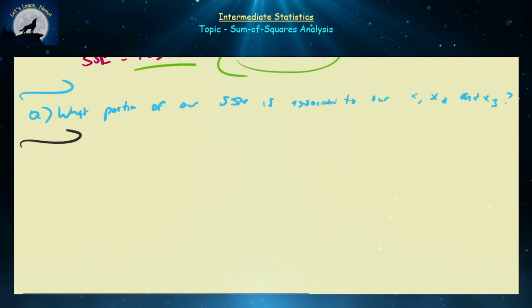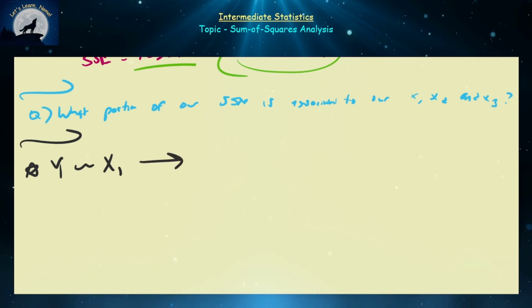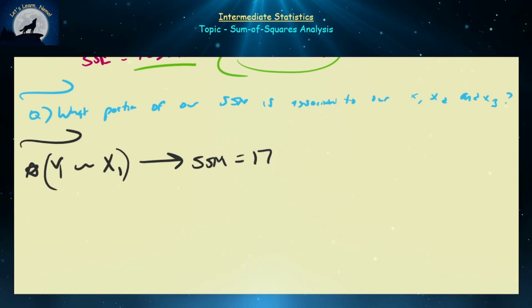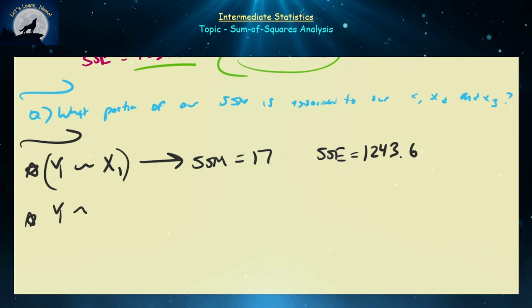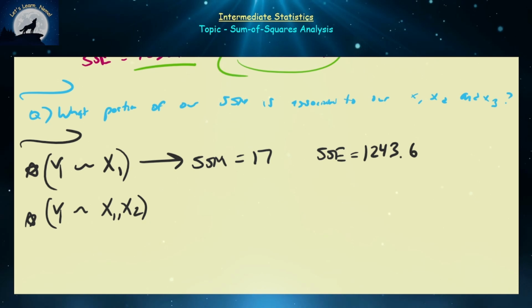So the first thing that we want to do is take our model y and regress it against x1 only. Let's pretend that for this particular data set, the SSM for this model came out to 17. Let's also pretend that the SSE for this model came out to 1243.6. Then we're going to take x1 and union x2 inside of that model. So now y is regressed against x1 and x2, so we went from simple linear regression to multiple linear regression.